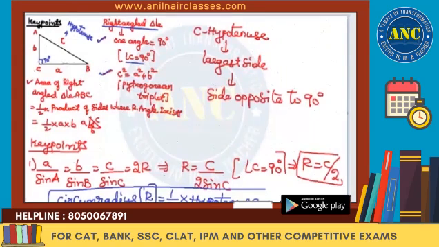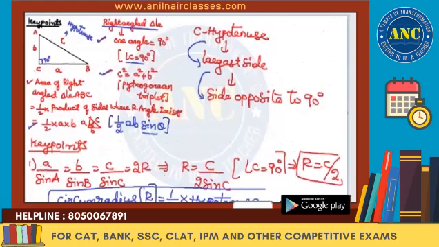Area of a right angled triangle is the product of sides. Actually, area of a triangle is half AB sin theta, where theta is the angle between them. Angle is 90 degrees. So half into A into B. Hypotenuse is the largest side, and the largest side is the side opposite to 90 degrees.